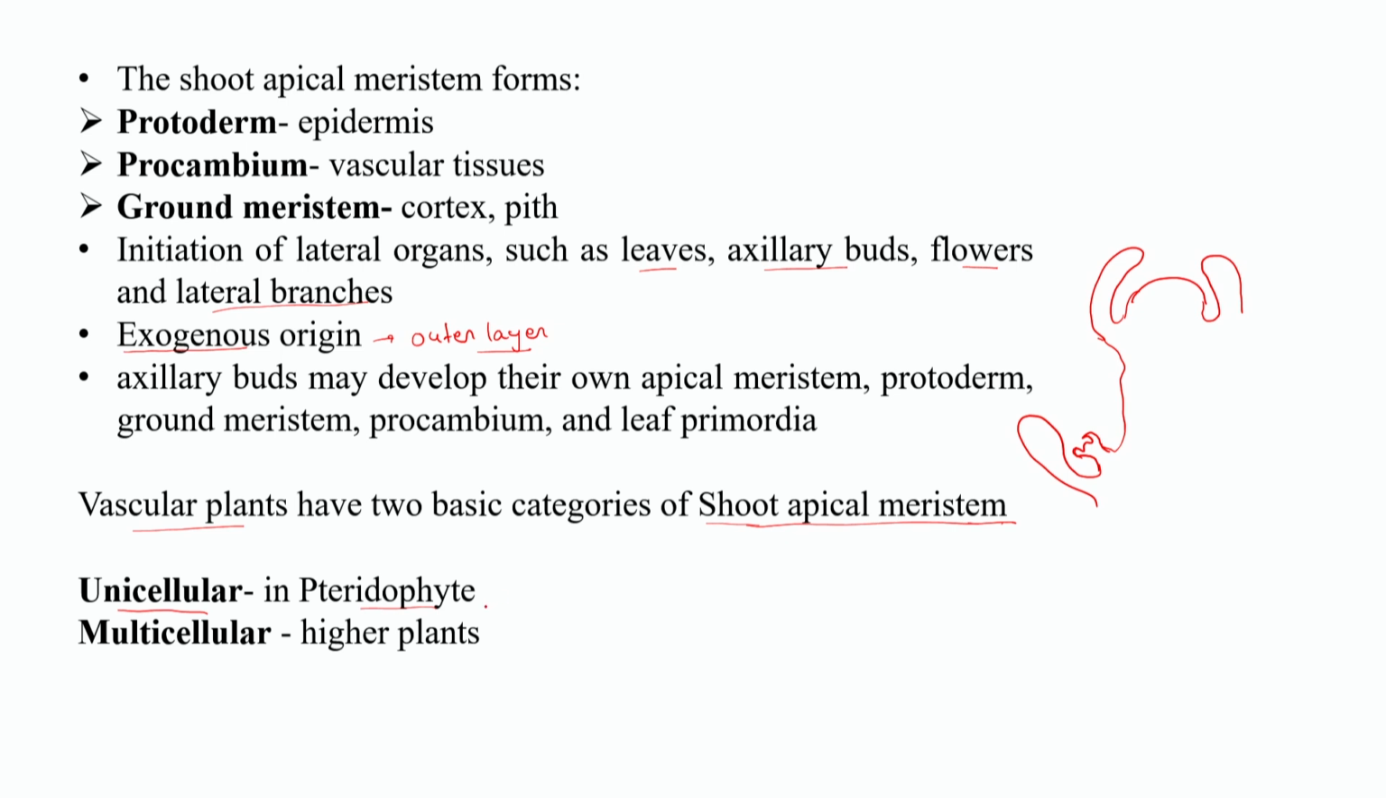Now, how this is done in pteridophytes, we will deal with in detail later when we talk about theory. At that time also we will try to understand how a single cell is giving rise to the entire part of the plant. And in higher plants you have multicellular organization, in which definitely flowering plants will come.